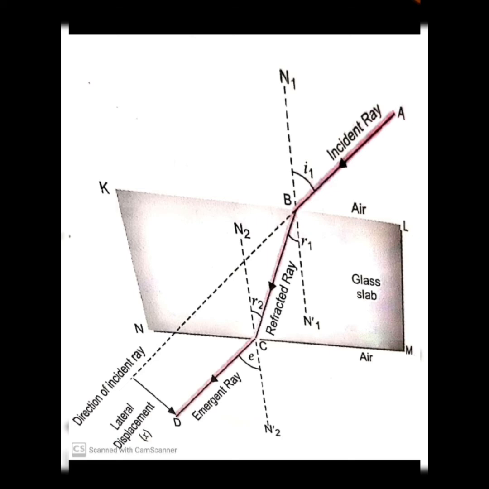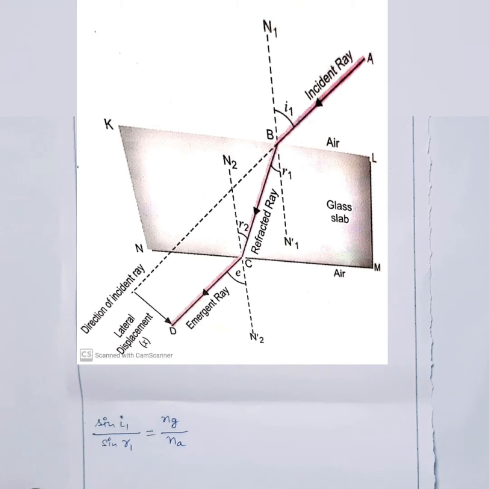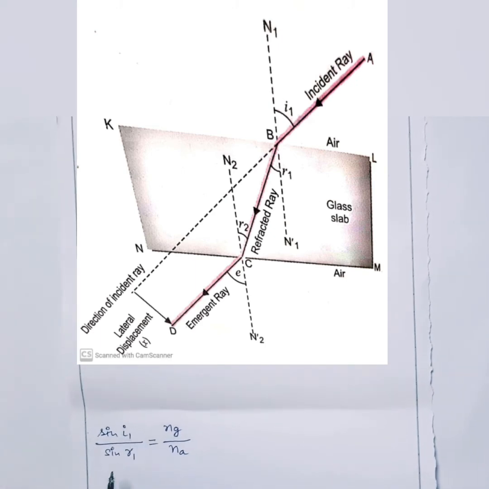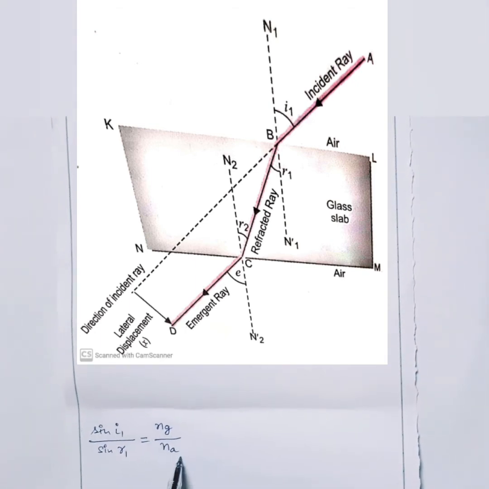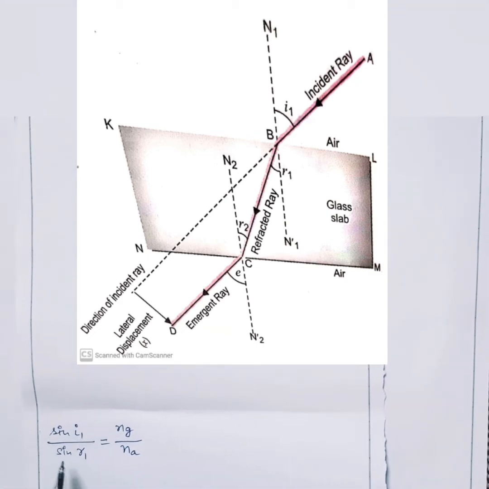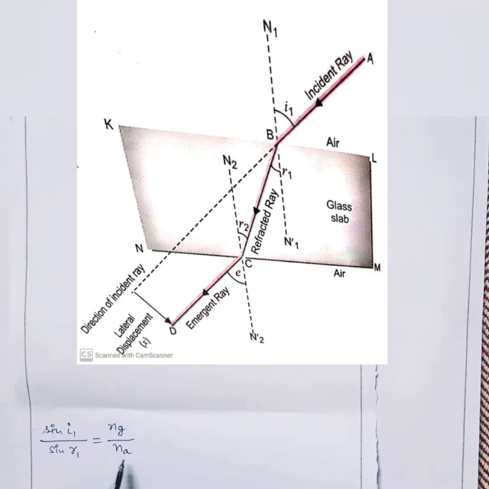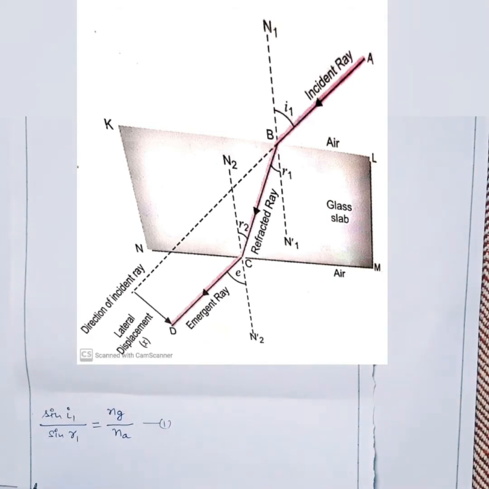Now we will try to derive a relationship between the angle of incidence I1 and the emergent angle E. In this figure, you can see that according to Snell's law, sin I1 upon sin R1 will be the refractive index of glass with respect to air, that is Ng upon Na. So sin I1 upon sin R1 is equal to Ng upon Na. This is equation first.